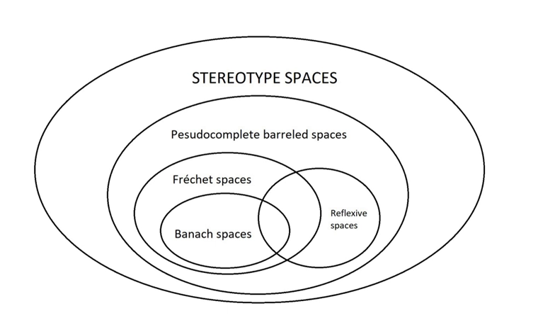Corollary: for any stereotype space X, the pairing (x, f) ∈ X × X^⋆ ↦ f(x) ∈ ℂ has a unique extension to a linear continuous functional cont_X: X ⊙ X^⋆ → ℂ.